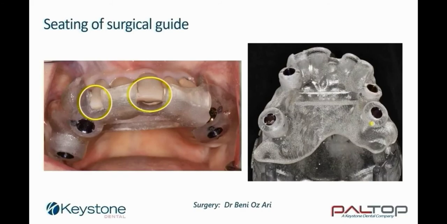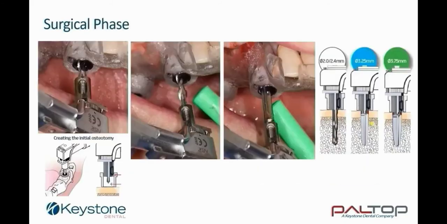Once the seating of the guide is confirmed, it is then possible to continue with the drilling protocol. The drilling protocol will involve a sequential order of the guided drills in accordance with the correct drill length and diameter. The first drill is 2 by 2.4 mm in diameter as a stepped drill. The second drill is 3.25 mm in diameter, and the final drill is 3.75 mm in diameter. The implant diameter in this case was 3.75 mm. In soft bone, an under drilling protocol may be necessary in order to ensure primary stability.